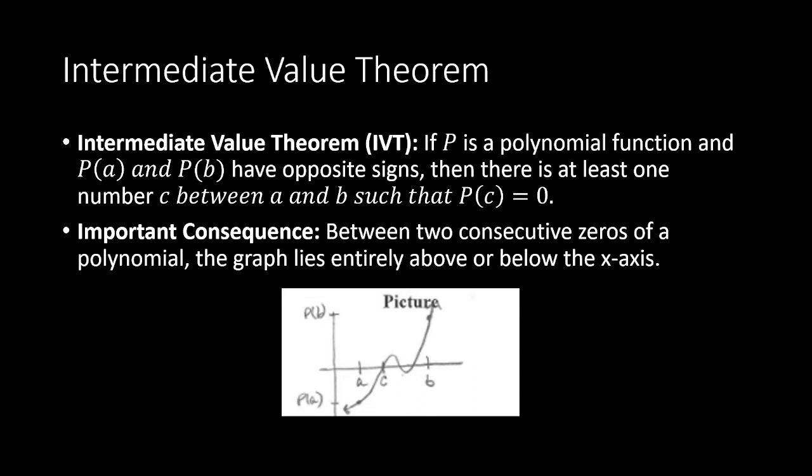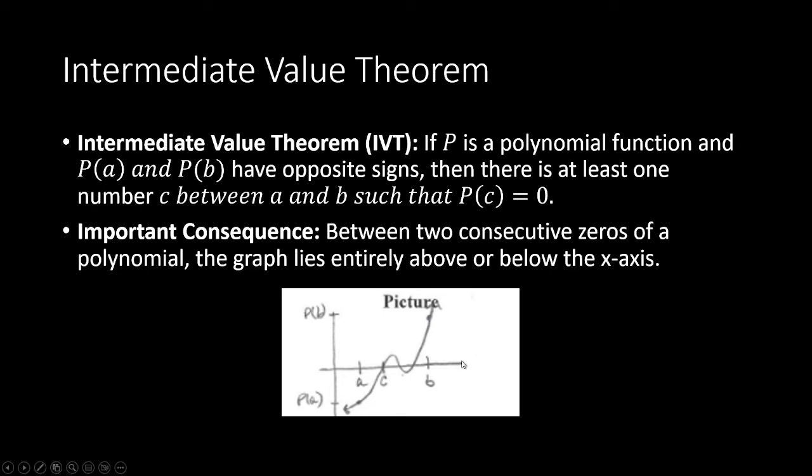So what does that mean? If my function at values a and b gives me opposite signs, one positive and one negative, then by the IVT, the intermediate value theorem, there exists a number between a and b that, when I take the function of that value, will give 0.